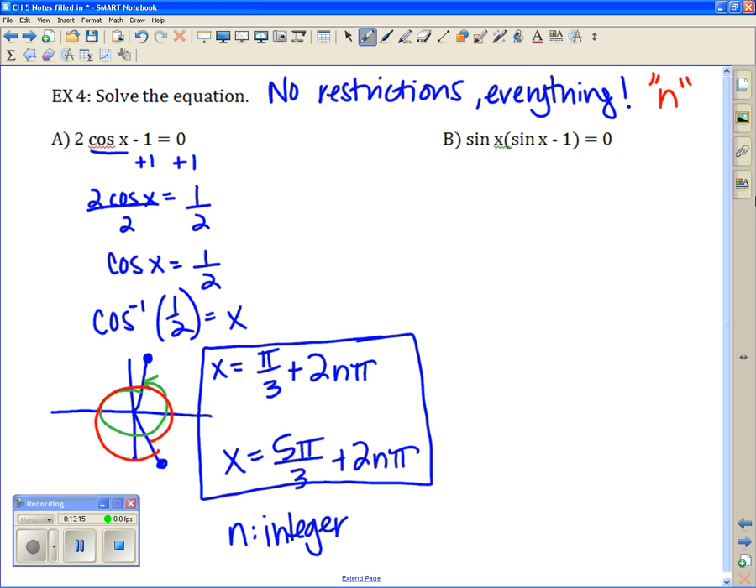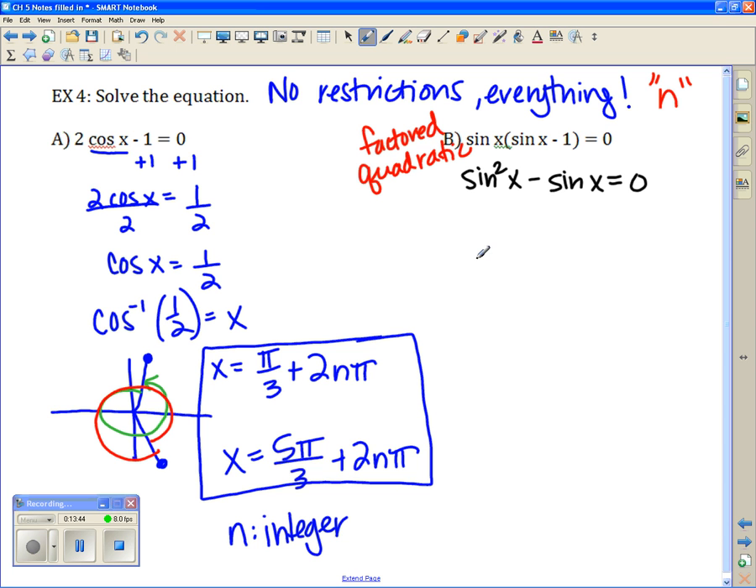Part B. Technically, this equation is quadratic. I want to show you why. Sine times sine is sine squared x. Sine times -1 is negative sine of x. So this is a good lesson for your first quadratic experience. When it's quadratic, one of the options will be to factor. This one has already been factored for you. So it's a factored quadratic.